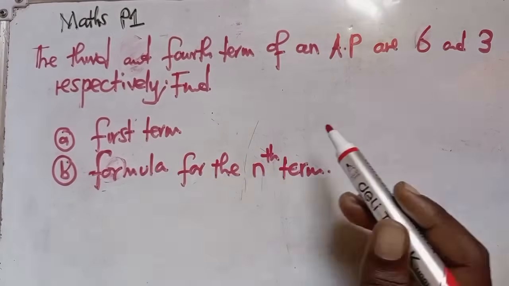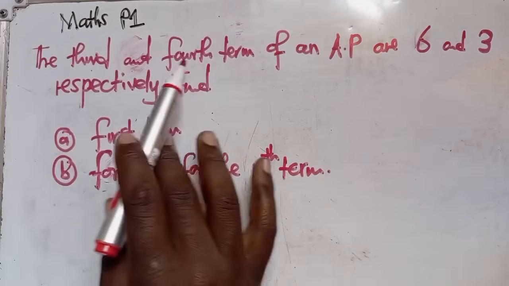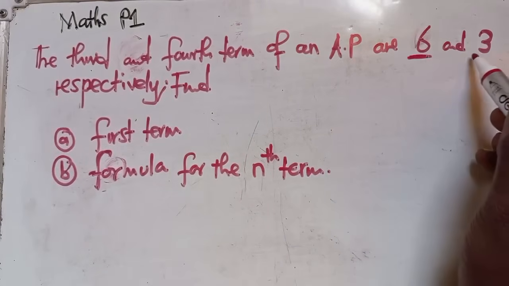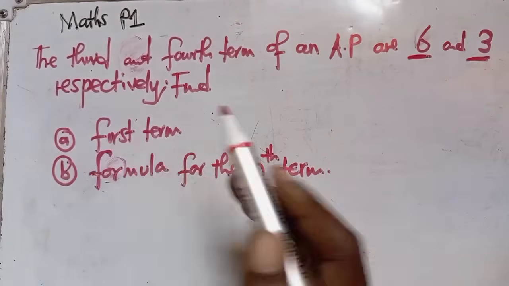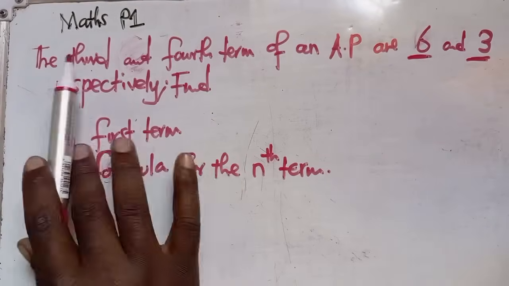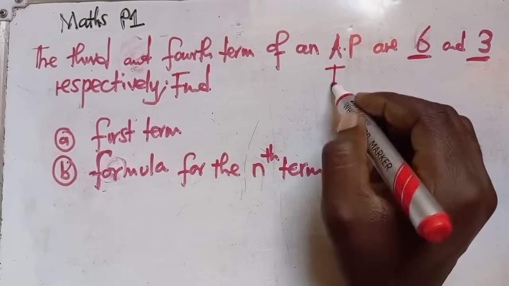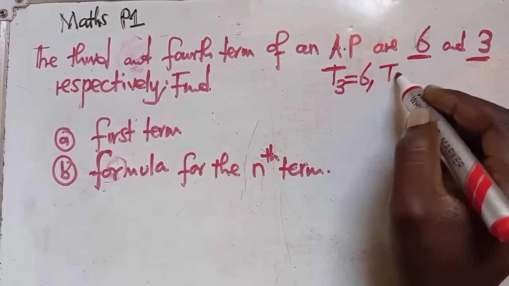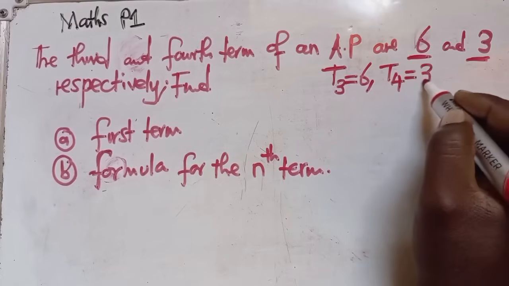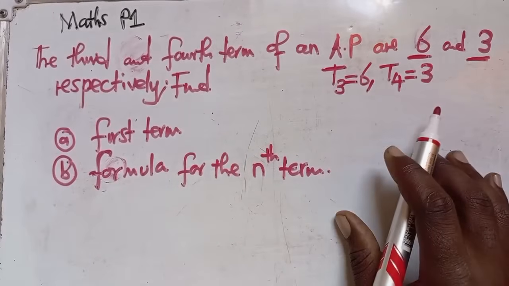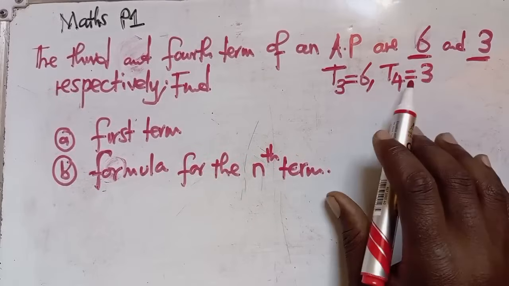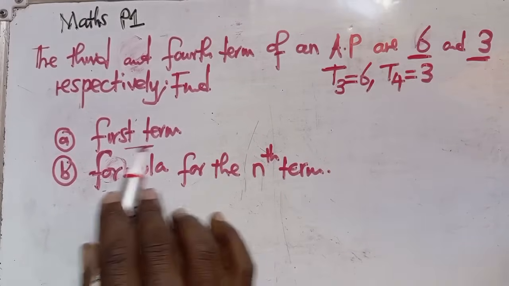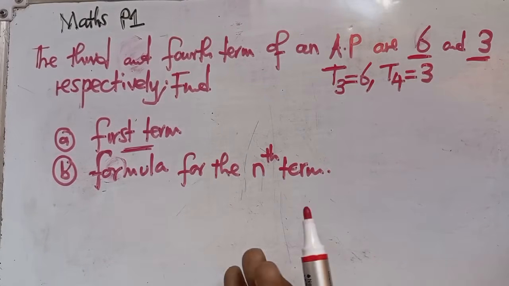For us to answer these two questions, they are saying that the third and fourth terms of an arithmetic progression are 6 and 3 respectively. So the third term is 6 and the fourth term is 3. These are the two values that we are given. Find the first term. How can we find the first term?